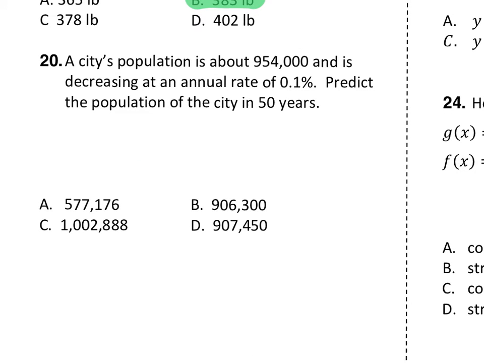Number 20, a city's population is about 954,000 and is decreasing at an annual rate of 0.1%. Predict the population of the city in 50 years.